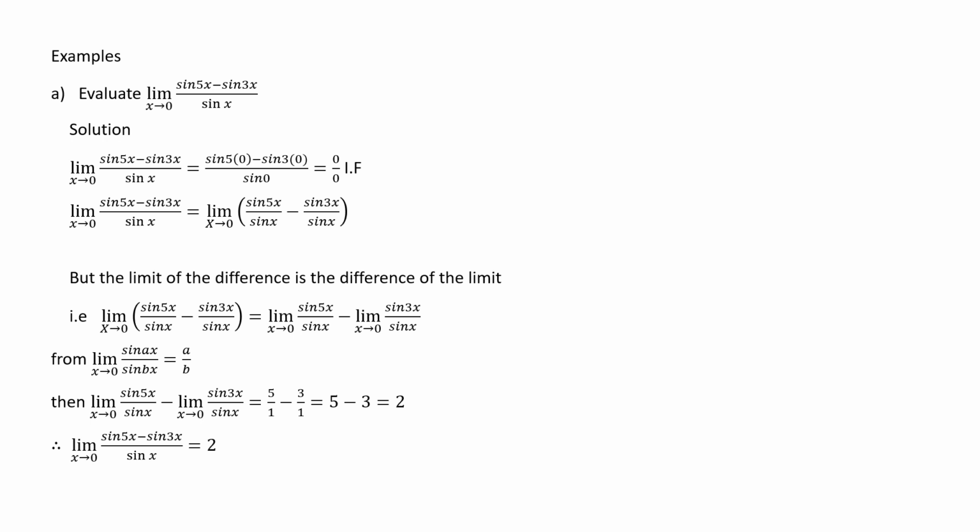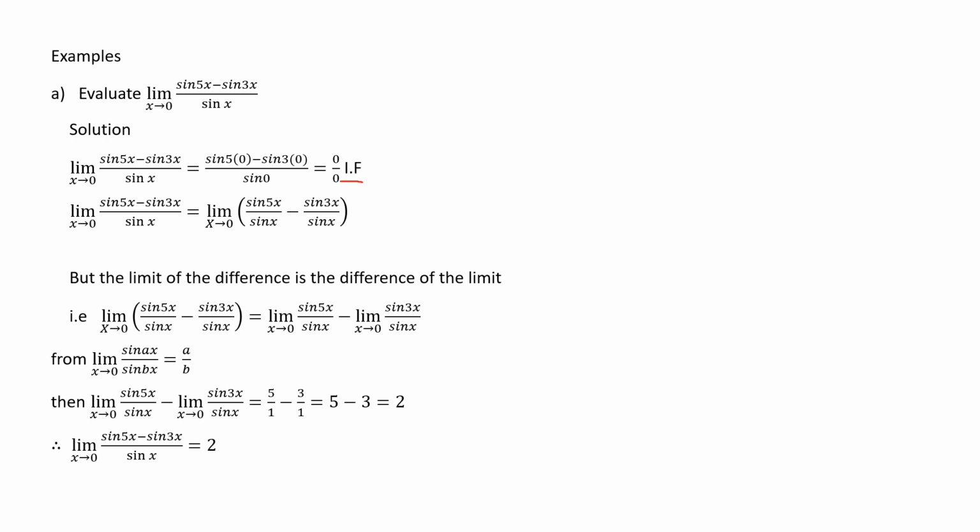As x tends to 0, sine 5x minus sine 3x over sine x will be sine of 5 times 0, because x is tending to 0, minus sine of 3 times 0 over sine 0, which is giving us 0 over 0, an indeterminate form. Now we need to remove this indeterminate form.